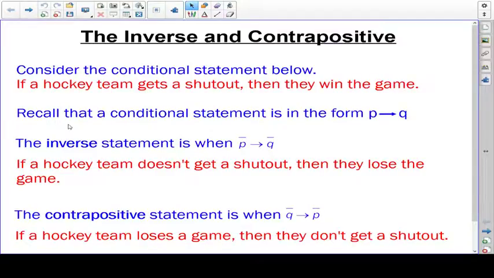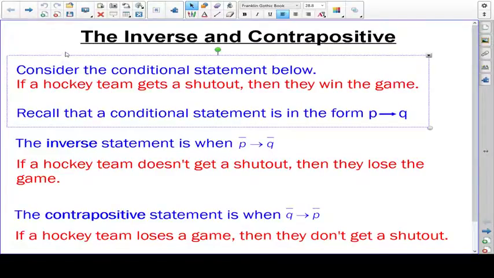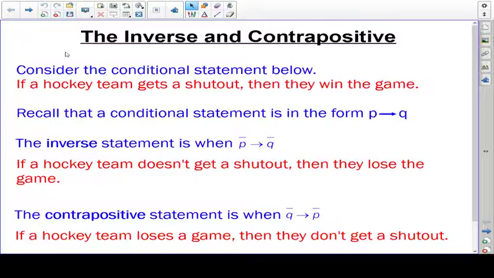Today's lesson talks about the inverse and the contrapositive. These are statements that can be made, like the converse, which we learned about last class, all from a conditional statement. So let's consider the conditional statement below.